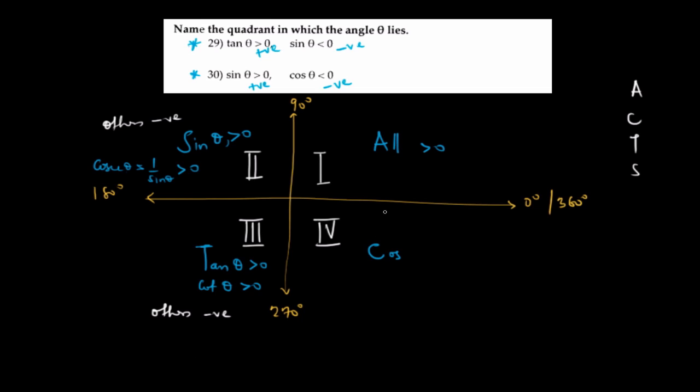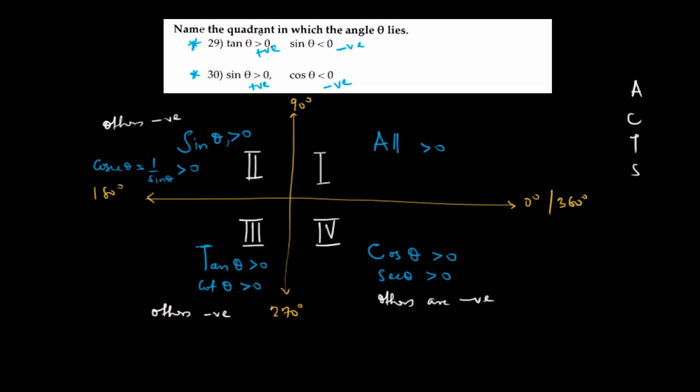While here, the cosine of all angles between 270 and 360 degrees is positive. So the cosine of theta is positive, and definitely the reciprocal, which is 1 over the cosine, the sec of theta, is also positive. Aside from the cosine and the sec, the trigonometric functions of every other angle are negative. So now we know this.